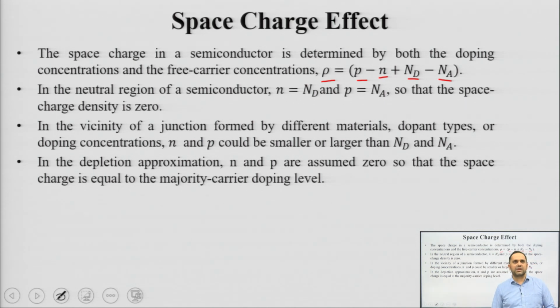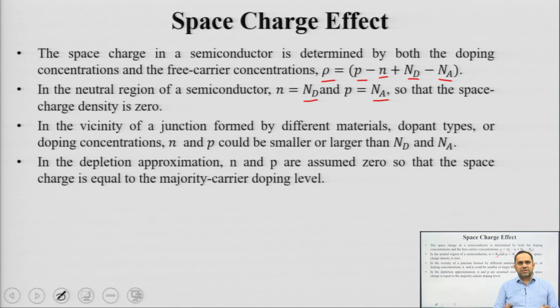Okay. So, rho, the charge density, is positive holes and positive donor ions minus negative electrons and negative acceptor ions. In the neutral region, okay, you would say that your majority charge carrier electrons is equal to the pentavalent doping concentration Nd, where Nd is donor ion concentration and Na is acceptor ion concentration. Okay. So, the space charge density is effectively 0.